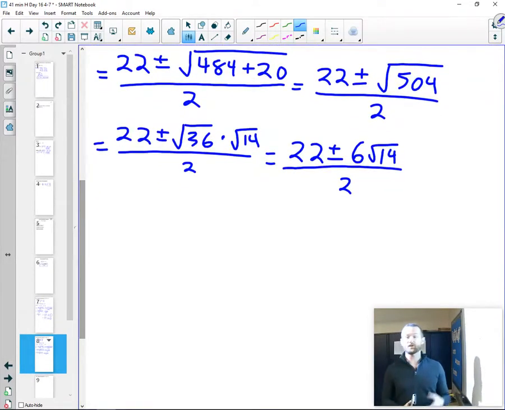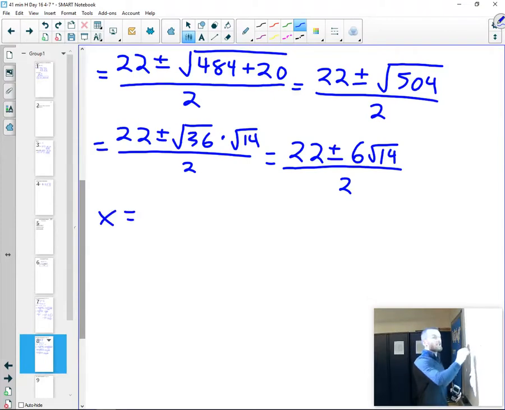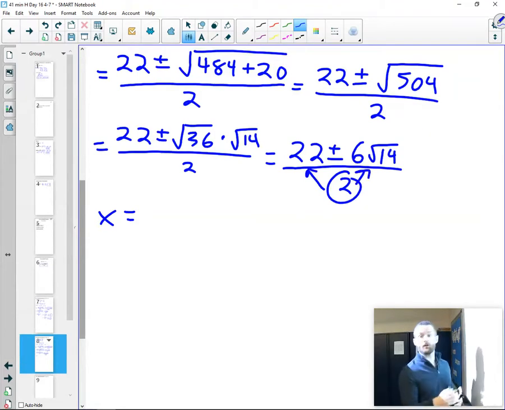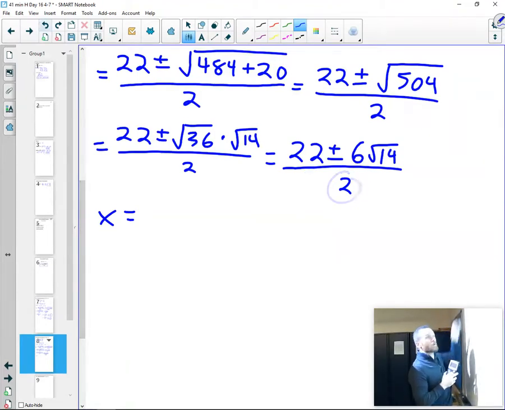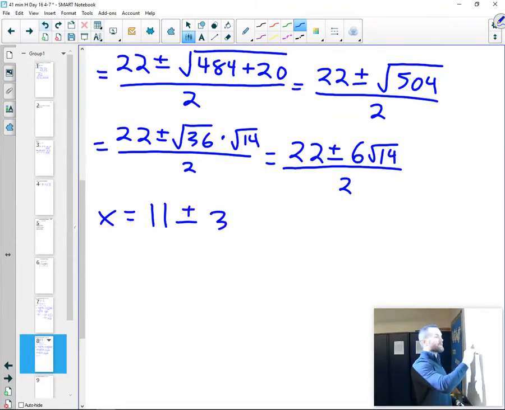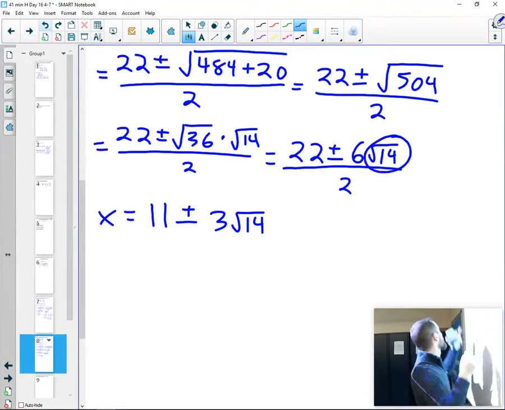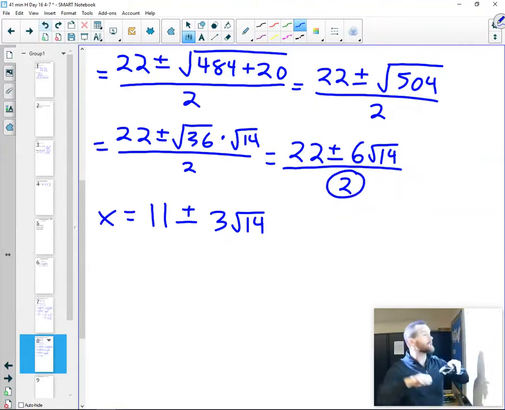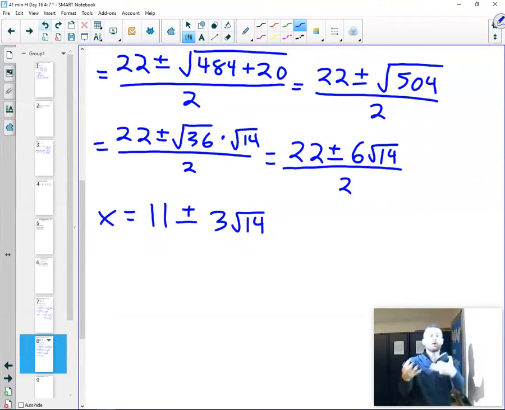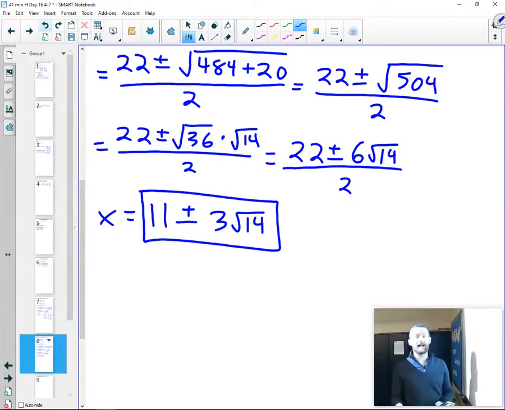Now, the very last thing we're going to do to get our exact answer is distribute the division. We're going to take this divide by 2 and distribute it to both of our terms. So 22 divided by 2 becomes 11, plus or minus 6 divided by 2 becomes 3, and the square root of 14 just comes along to the right. We can't divide the square root of 14 by 2 because the 14 is inside of the square root, the 2 is not. So we have to keep them separate. But we can do 6 divided by 2 because they're both outside the square root. And this is one way we can leave our answer. That's the exact answer, 11 plus or minus 3 times the square root of 14.